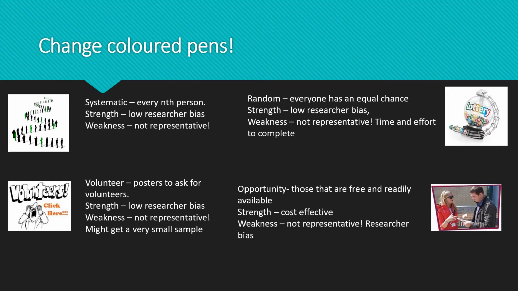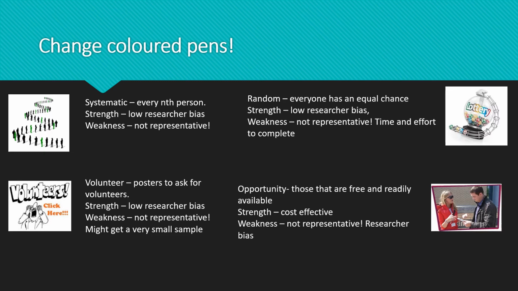Consciously or not, there'll be people that you try and avoid based upon their clothes, based upon the way that they're walking, based upon whether they're in a big group or they're in a small group. And you might not do it consciously and think, right, I'm not asking this type of person, but you may do it. So there could be some researcher bias.